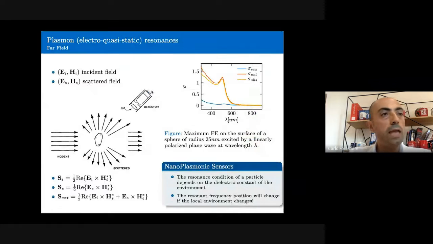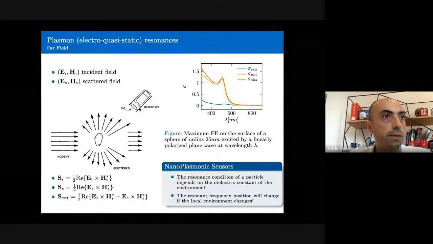But what are the consequences of these resonances? We can have two consequences: one in the far field and one in the near field. In the far field, we can look, for instance, at the total scattered power. So we shine an exciting light, for instance a laser, on the particle. Then we can detect the power scattered by this sphere, this object.